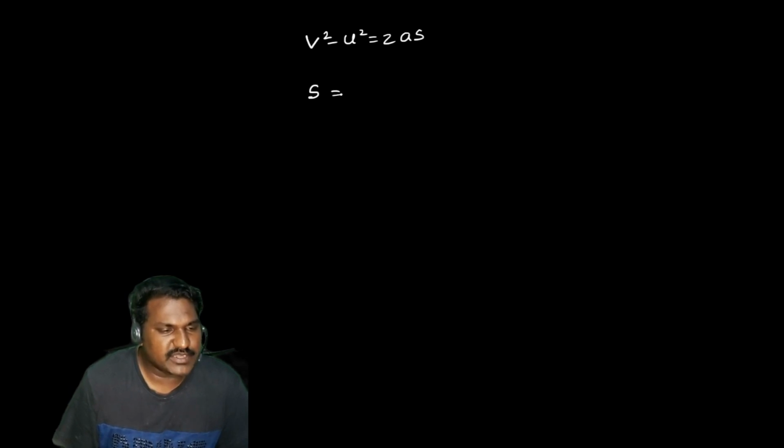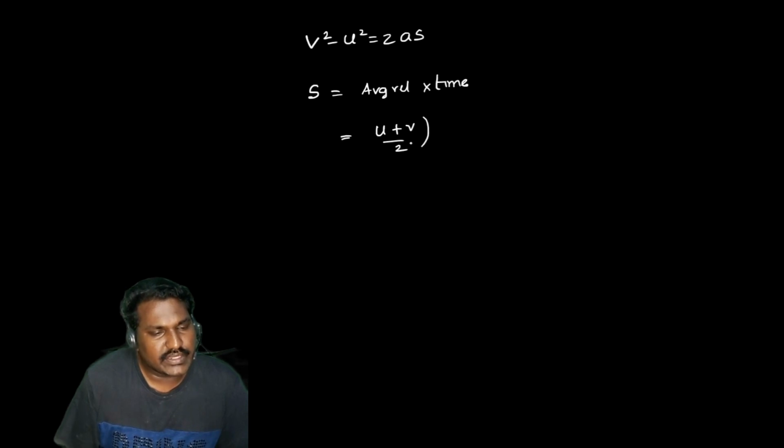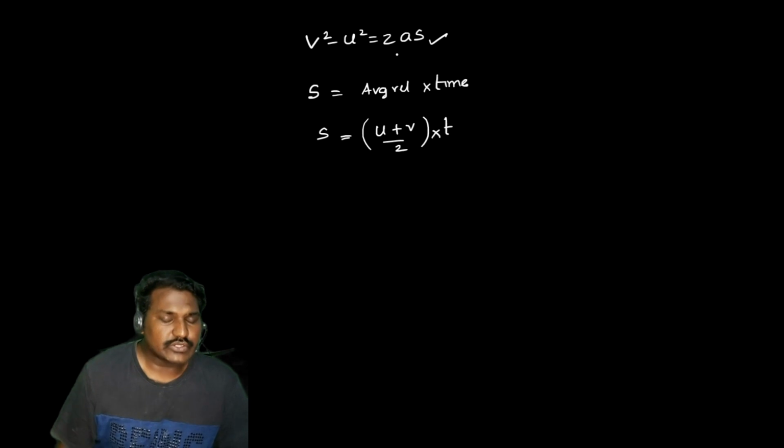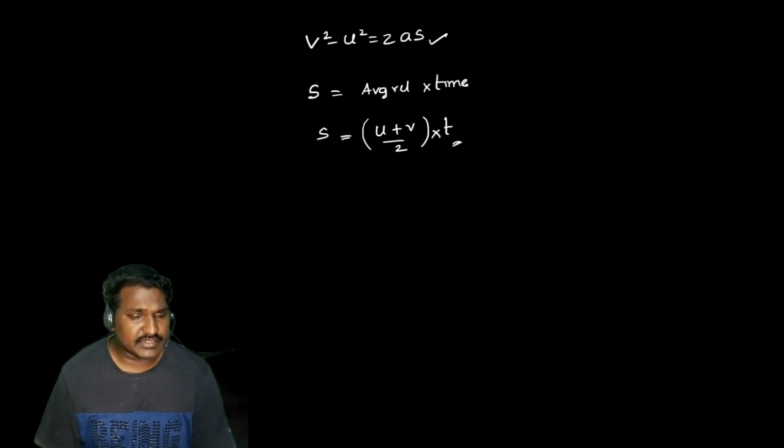And again we will derive the equation v square minus u square is equal to 2as. Let me consider the displacement again. We start with the displacement: total displacement is equal to average velocity into time. So average velocity means u plus v by 2, into time. But in this equation I don't have any time. Instead, I have acceleration. So now I'll check whether I can convert this time in terms of acceleration.